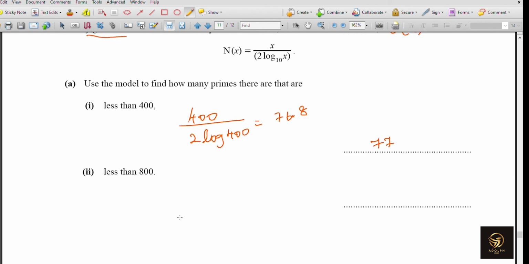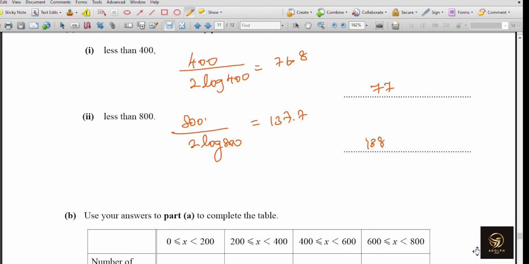Then less than 800: we write 800 divided by 2 log 800. If you put this in your calculator, we get 137.7, which is nothing but 138, since it's above 5, I'm rounding up. Even if you write 76 and 137, it will be accepted.